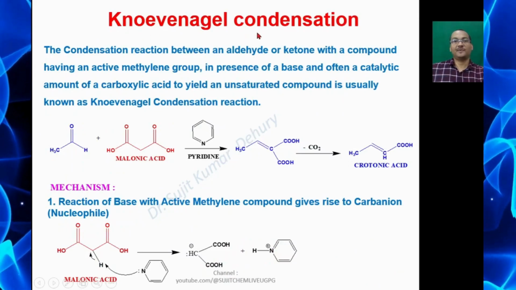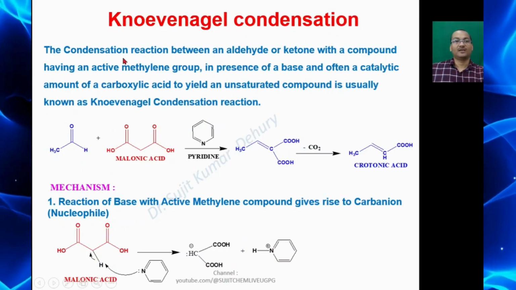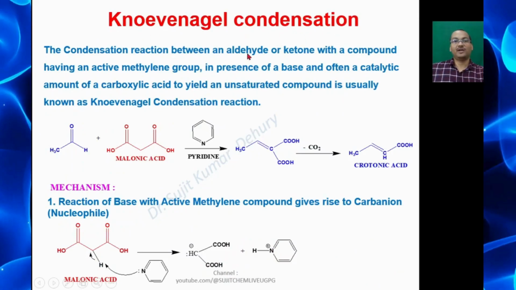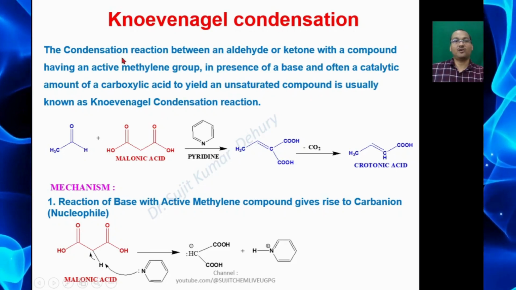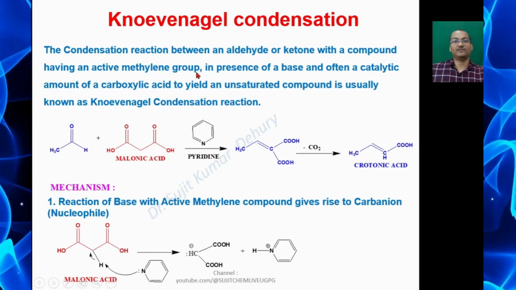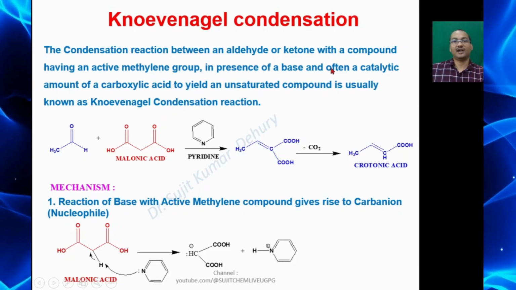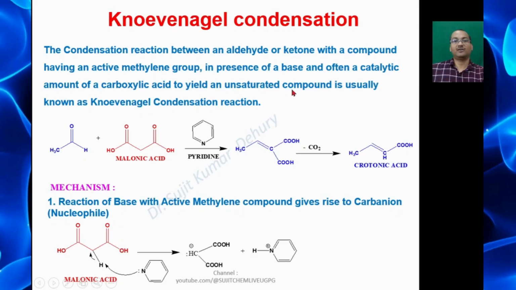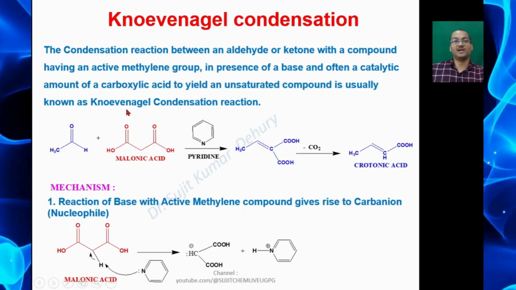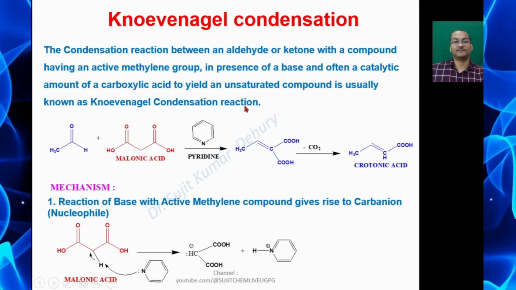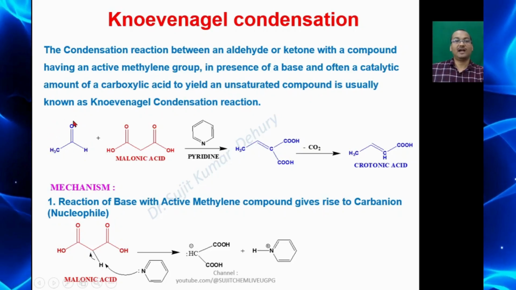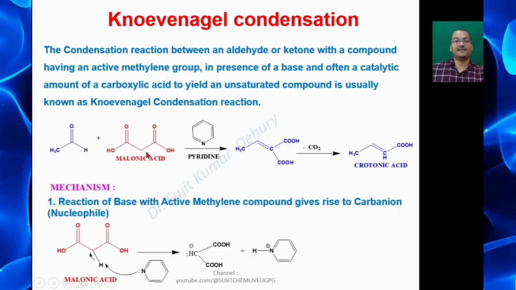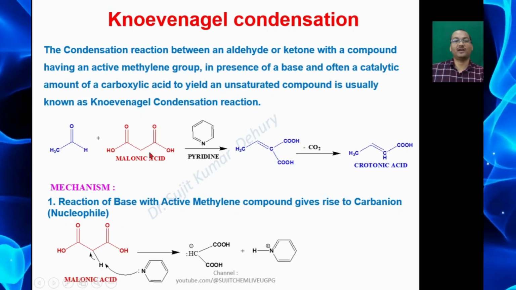The next is Knoevenagel condensation reaction. So the condensation reaction between an aldehyde or ketone with a compound having an active methylene group in presence of a base and often a catalytic amount of carboxylic acid to yield an unsaturated compound is usually known as Knoevenagel condensation reaction. So this is the aldehyde here we have taken and this is the active methylene compound, malonic acid.